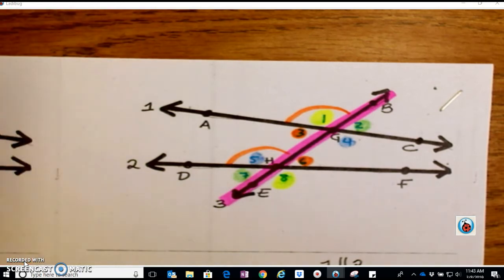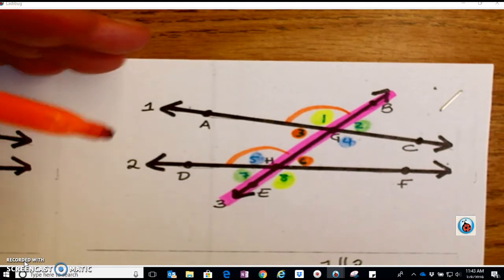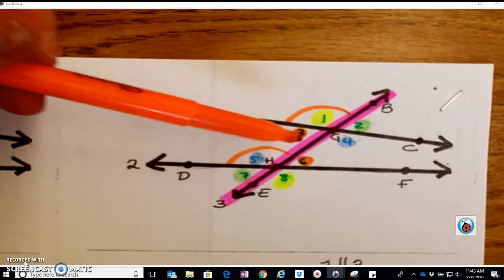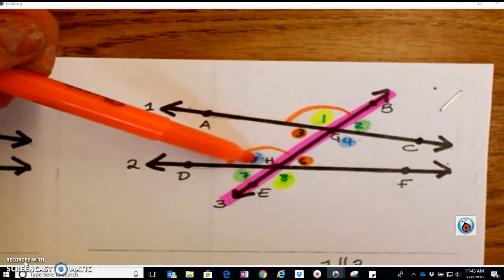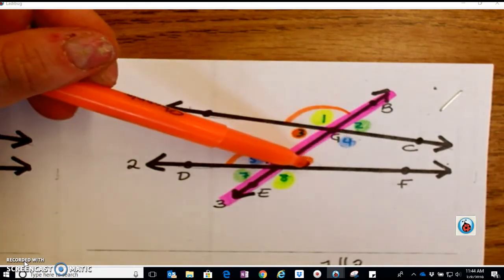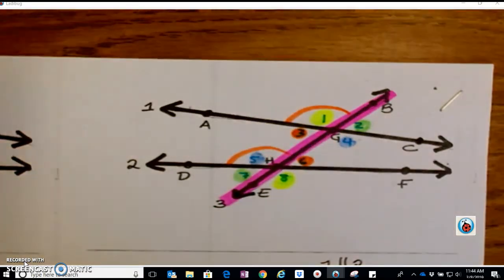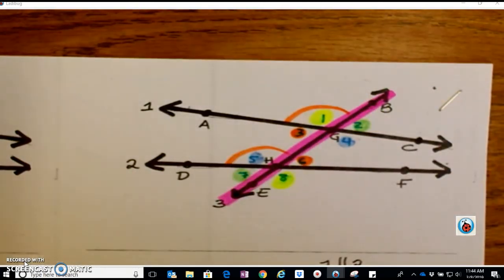Then we have consecutive interior. Well, consecutive means in a row and interior means inside. So we want angles that are in a row inside. So they're also going to be on the same side of the transversal. So 3 and 5 are consecutive interior angles. 4 and 6 are consecutive interior angles on the other side. Okay, so that vocabulary really applies to any time angles are formed from a transversal intersecting two lines.